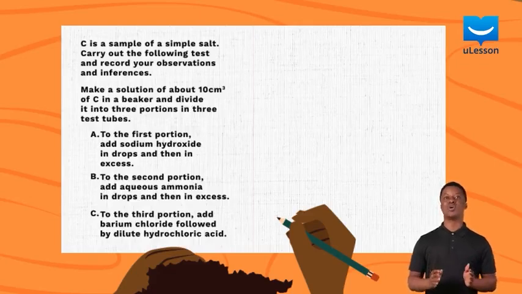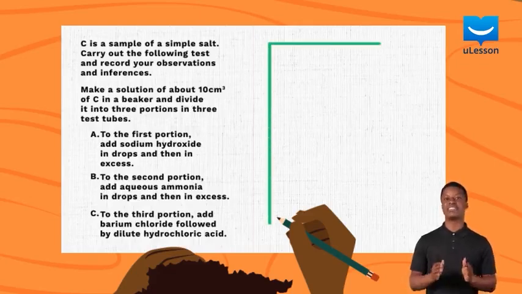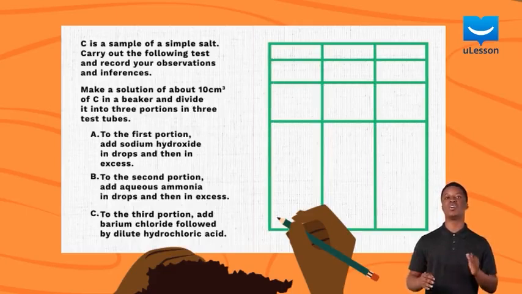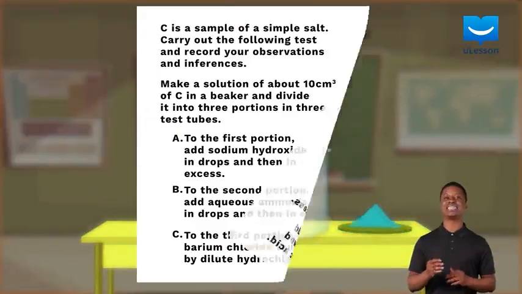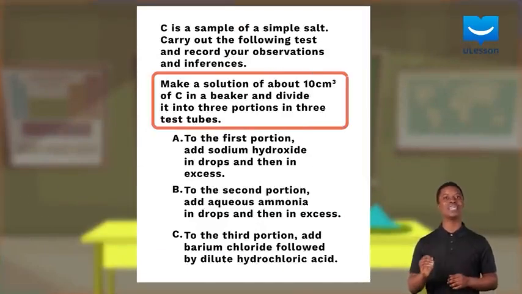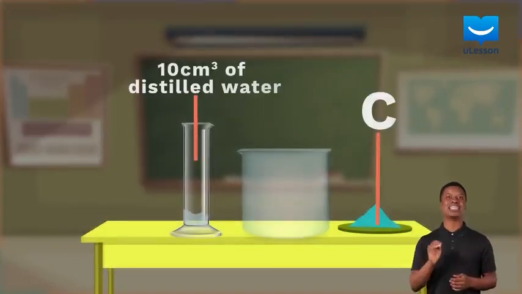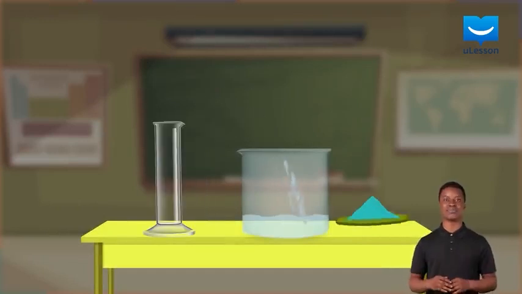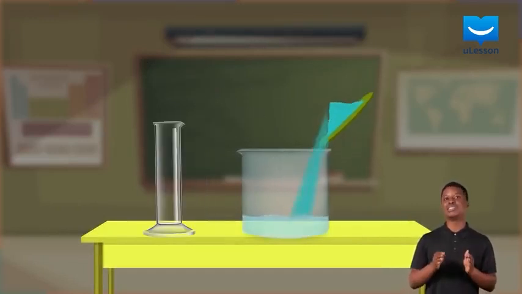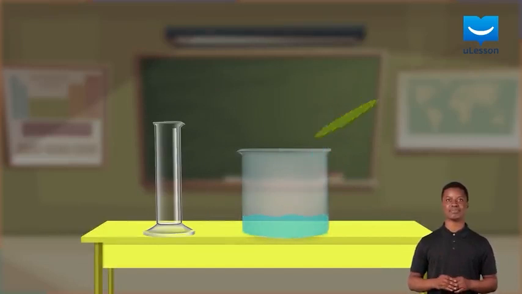Well, based on what you have learned so far, the first thing you would need to do is to prepare your record table where you will record your observations and inferences while carrying out the tests. As stated in the question, you were asked to make a solution of 10 cm cube of C in a beaker. To do this, measure 10 cm cube of distilled water and transfer into a beaker. Dissolve the unknown sample C in it.